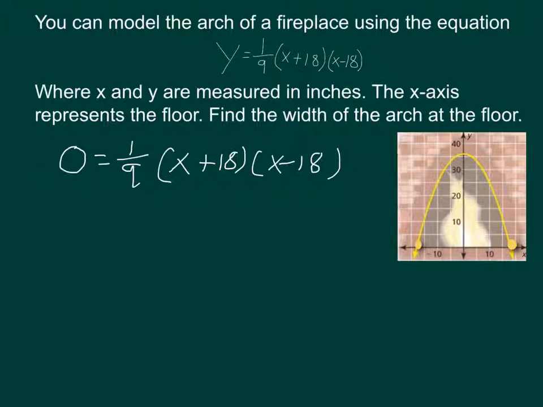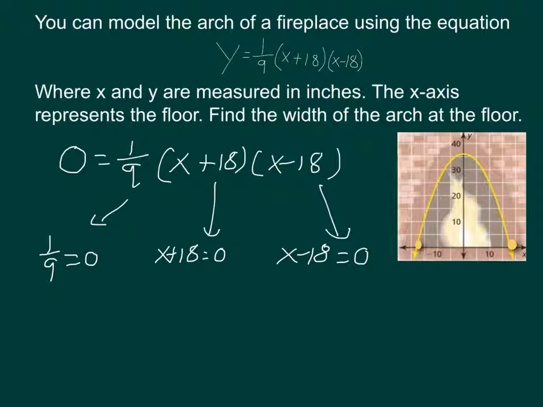Well, now I have the factored form, and I can use the zero product property because I have three things multiplying together to give me 0. I'm going to split this up into three separate equations. As you can see, my first equation really doesn't make any sense. 1/9 does not equal 0. So that's not anything that I'm going to use as part of my solution. The second two equations are pretty similar, with just the difference being positives or negatives. The first one gives me a solution of x equals negative 18, but the second one, or the third one, gives me a solution of x equals 18.